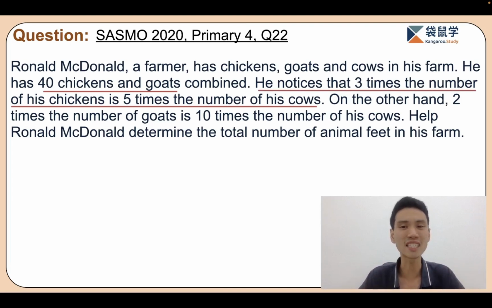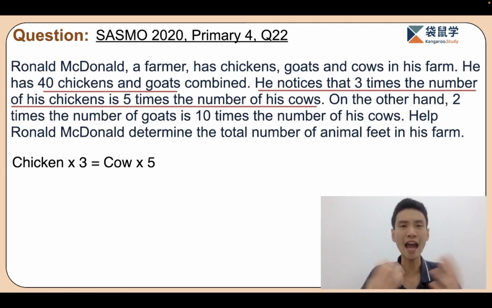We see that 3 times the number of his chickens is 5 times the number of his cows. And how would we express this as an equation? It would be chicken times 3 equals cow times 5. Now, which animal should we start to consider first? Actually, we can choose either animal. But in this video today, I'll just stick with choosing chicken first.